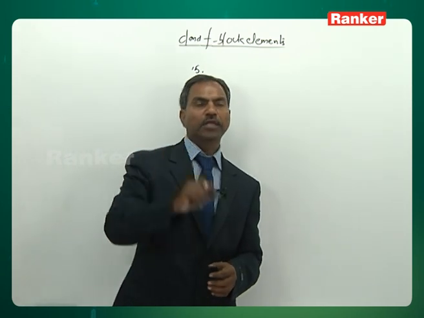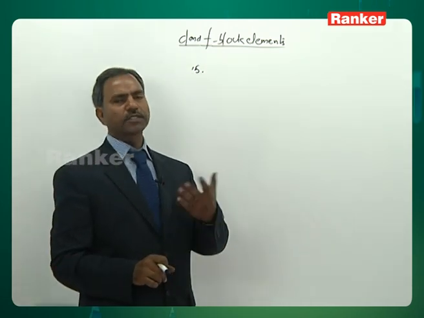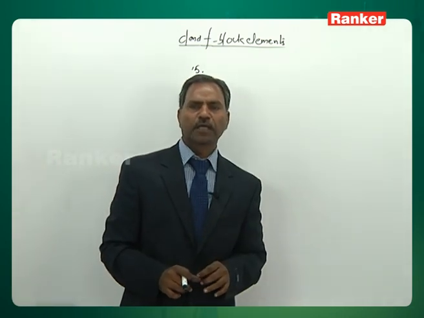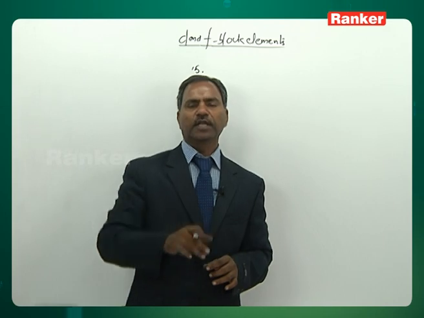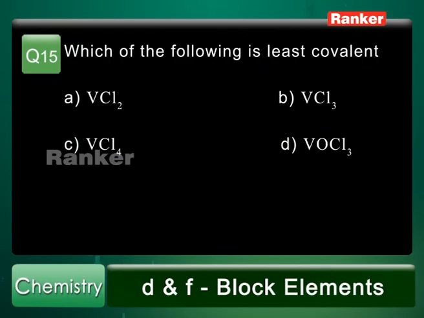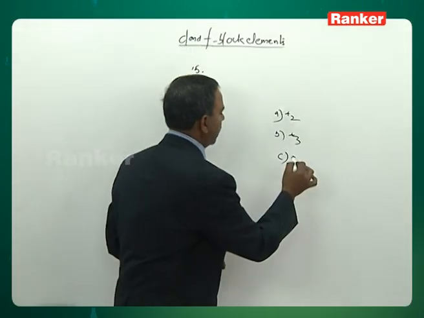Which of the following is least covalent? Least covalent means more ionic. More ionic means, among the given options, consider which has the lower oxidation state for vanadium. Coming to option A, VCl2, vanadium is plus 2. Option B, VCl3, vanadium is plus 3. Coming to option C, VCl4, it is plus 4.